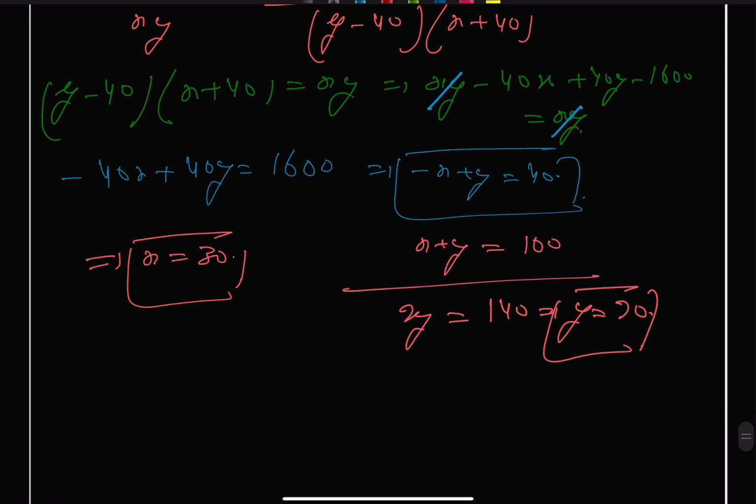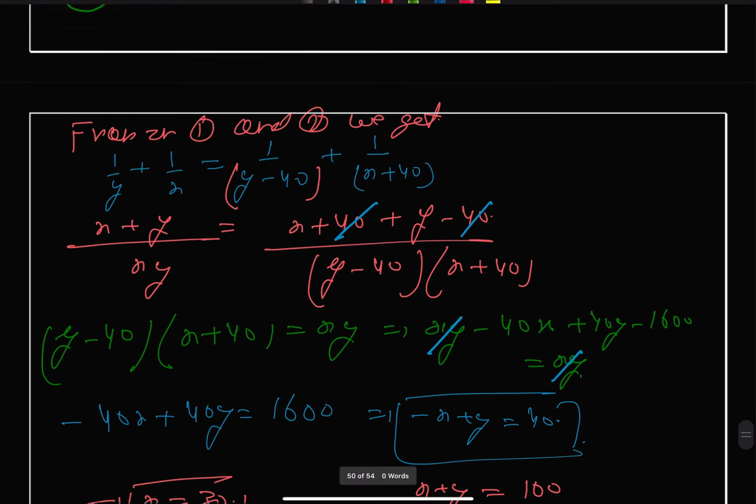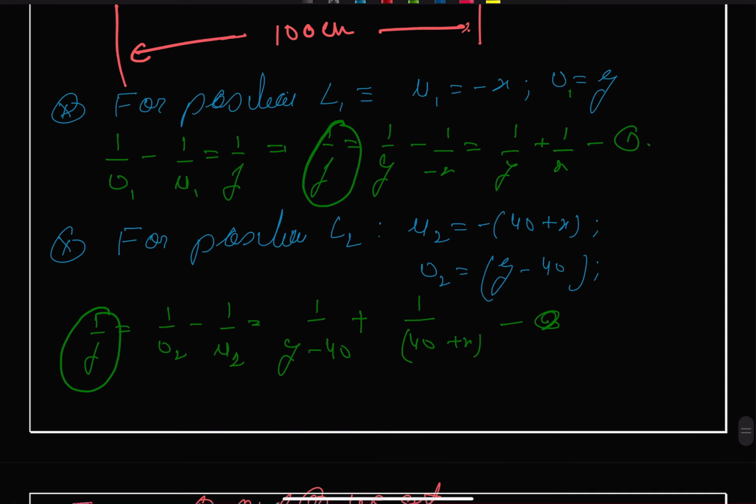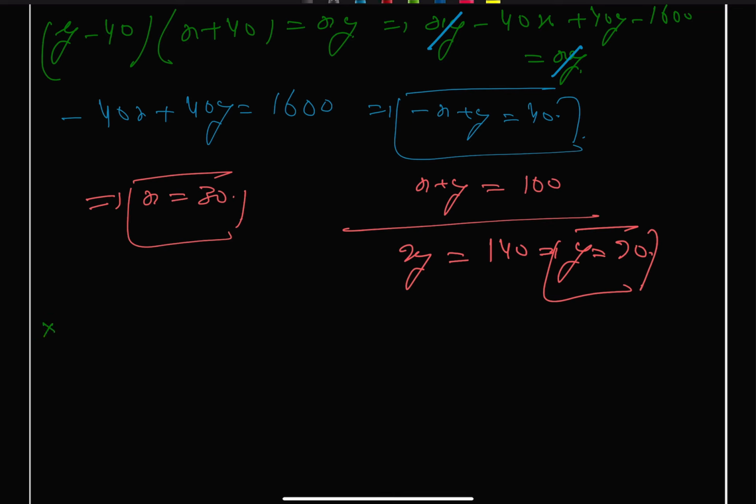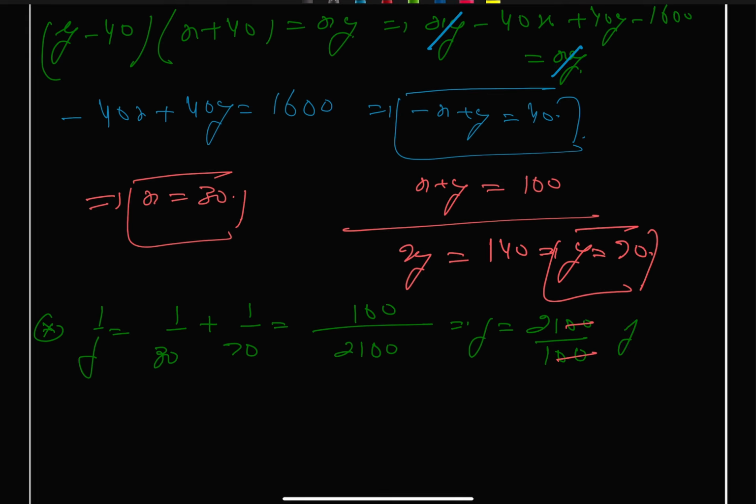So we found out our x and y, and we can find out the focal length. And focal length is 1 upon x plus 1 upon y. Therefore we can say that 1 upon focal length will be equal to 1 upon 30 plus 1 upon 70, and this comes as 100 upon 2100, and this is 70 plus 30 is our 100. So we can say our focal length f will be equal to 2100 divided by 100. So we get our focal length, that is our f is equal to 21.